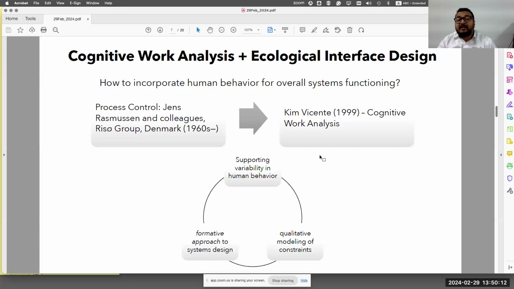Human beings are variable. So what we basically need is a design process which takes into account the variability, but at the same time respects the engineering constraints of the problem. Right? We don't want systems to fail, but at the same time we don't want brittle systems where humans feel very cloistered. Right? So this is the basic idea behind the theory.